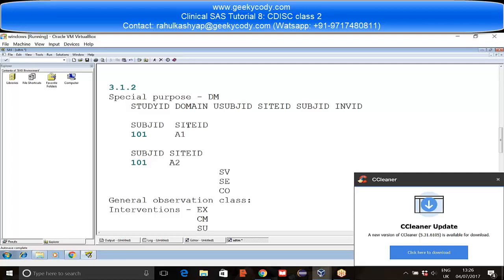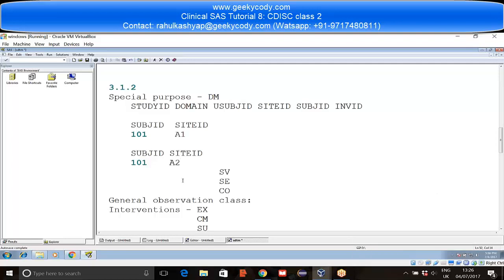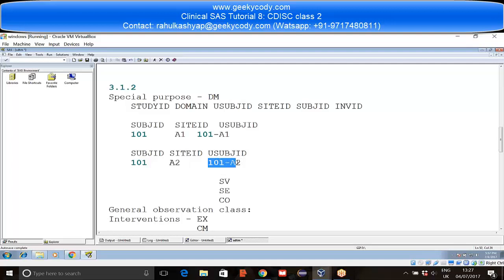Here is the A2 site. Suppose the statistician asks, I need the 101 subject information. Which 101 subject? Whether from site 1 or from site 2? How do we know that? He needs to mention it. So here they'll create a unique subject ID based on their rules. Either they'll concatenate like this, so here also they'll create one, 101A2. Now if they want any subject information, 101A2 means only one subject will be there, and 101A1 means only one subject will be there.